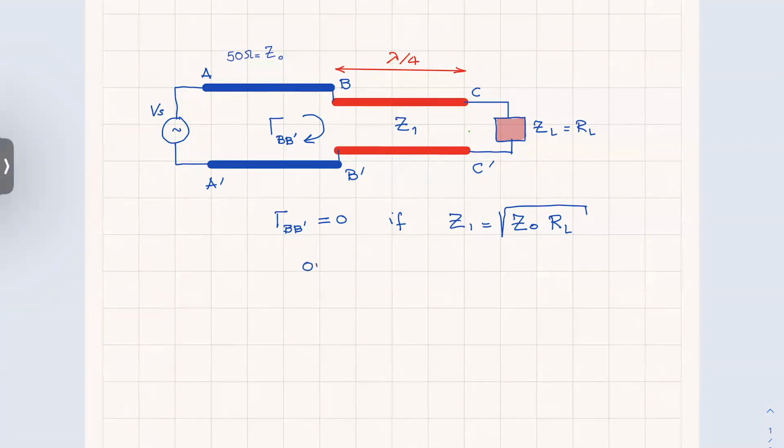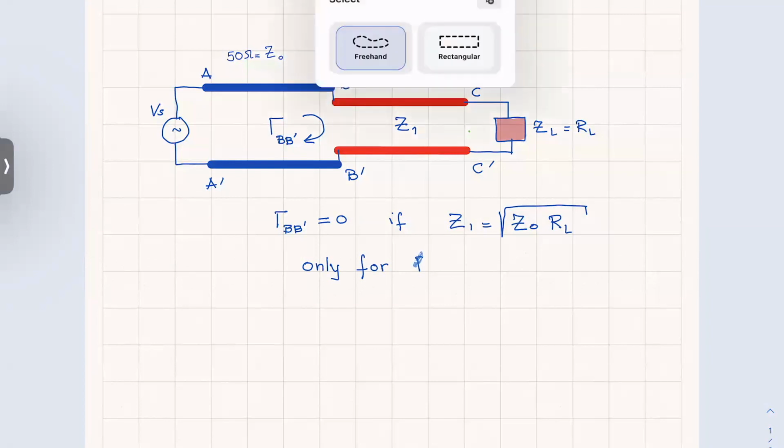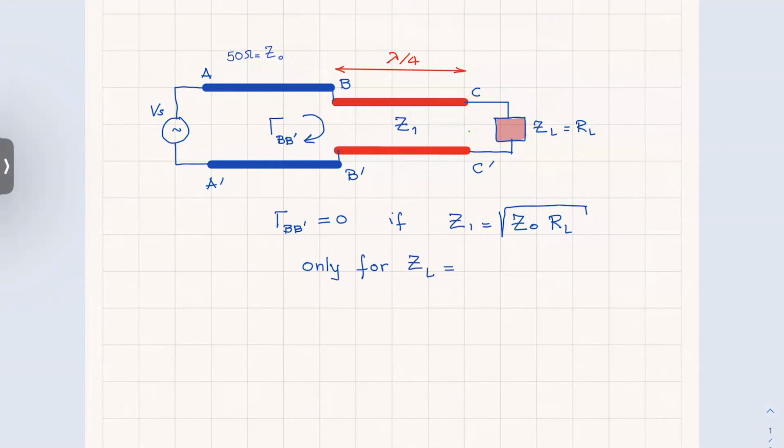Only therefore, remember that, because I can tell you how many students make that mistake. They put a quarter wave transformer when you have a complex load. Don't do that. It is only for ZL real, to be accurate here, meaning a resistor or a real load, okay? Now, how would we prove that?